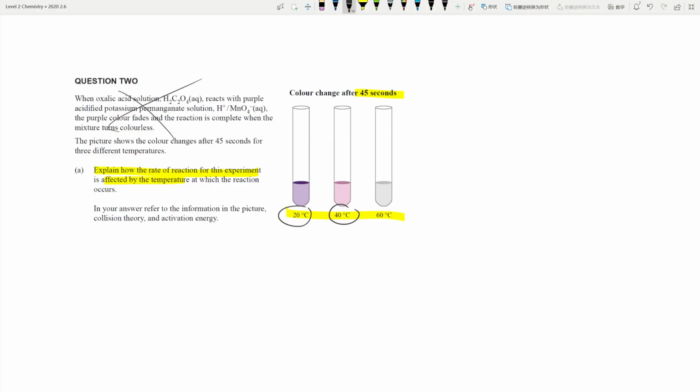One's 20, one is 40, one is 60. Well, I wouldn't put a cross on it because there's some colors that we want. The reaction is complete when the mixture looks colorless. So as you can see, at 60 degrees it turns colorless after 45 seconds, 40 degrees is halfway, 20 degrees hasn't even started pretty much. And they just want you to talk about how temperature affects the rate of reaction. So you need to remember temperature.